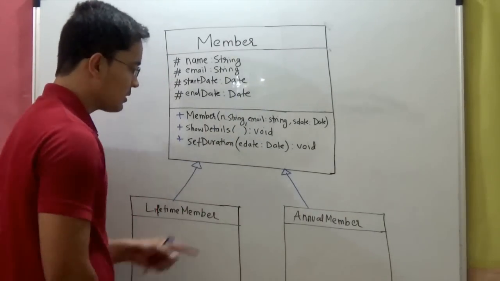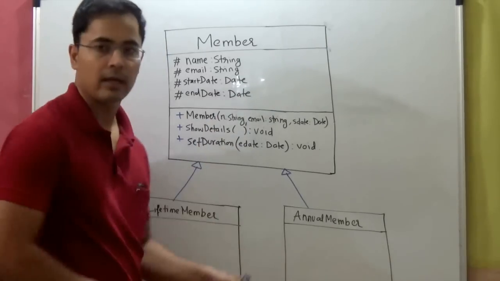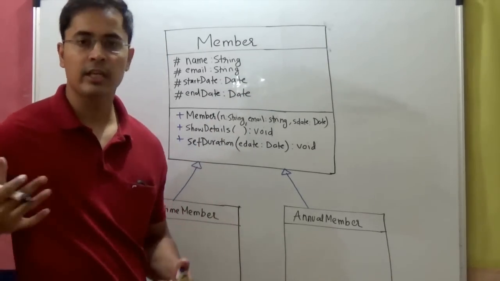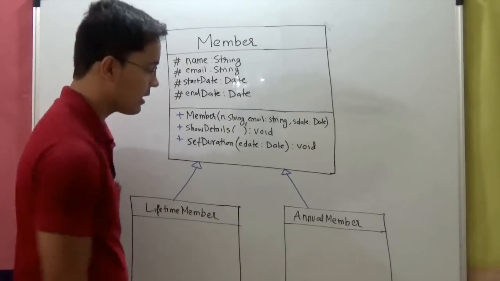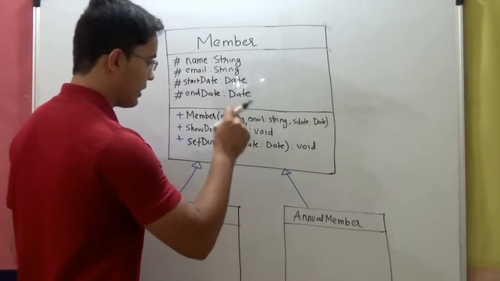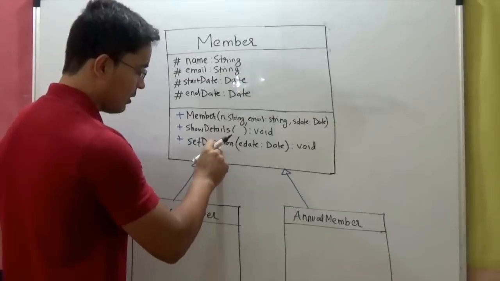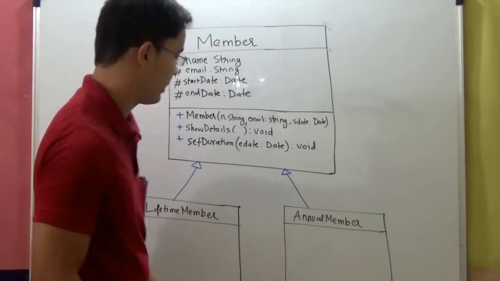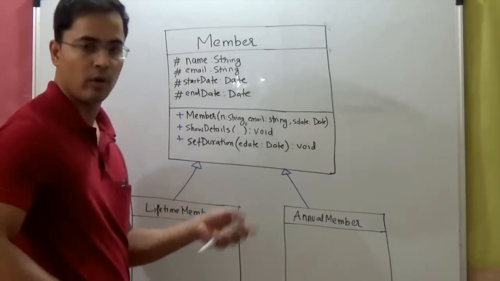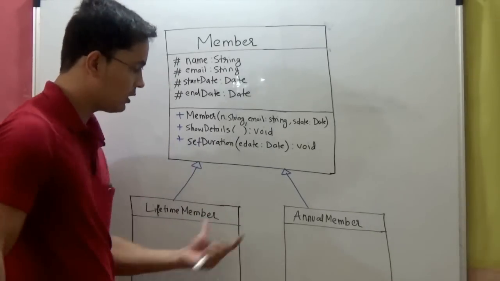For lifetime members, we'll set the end date as, let's say, 60 years from the start date. And in annual member, we'll need to set the end date as 1 year from the start date. So for that, we need to override the set duration method in the children classes.